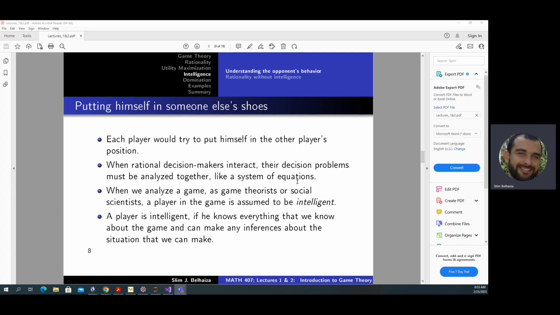So when rational decision makers interact, their decision problems must be analyzed altogether, like a system of equations. And we analyze a game as game theorists or social scientists. A player in the game is assumed to be intelligent. A player is intelligent if he knows everything that we know about the game. And of course, he should be able to make inferences about the situation that we can make.